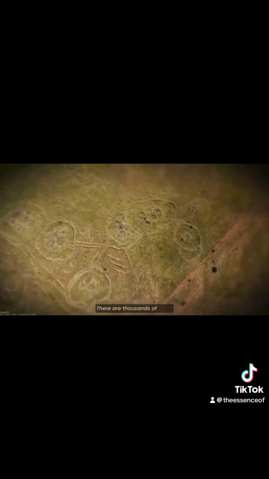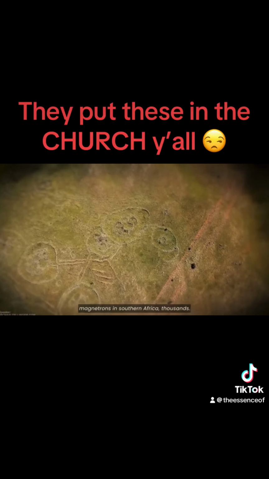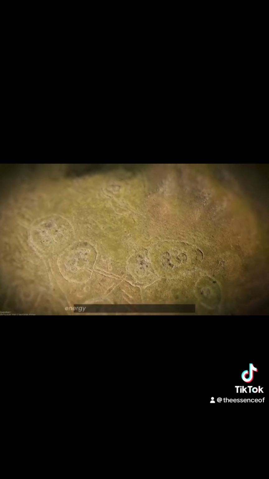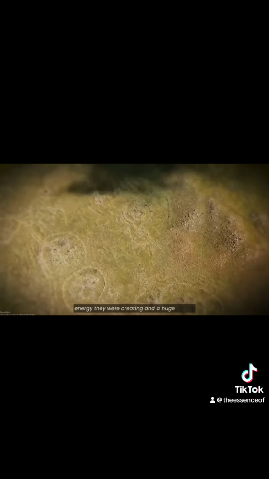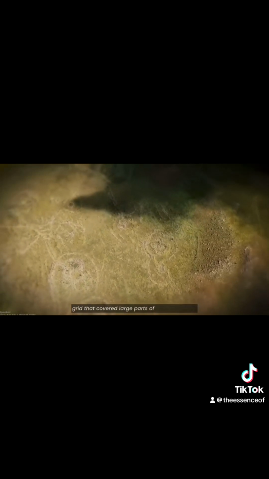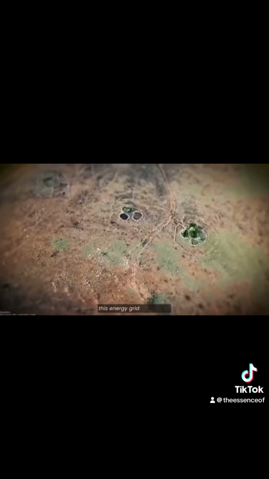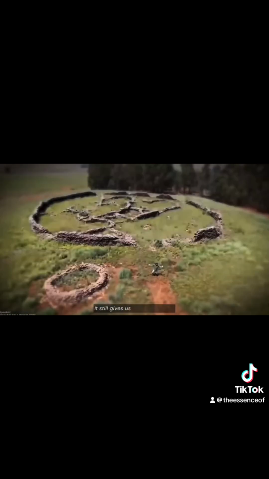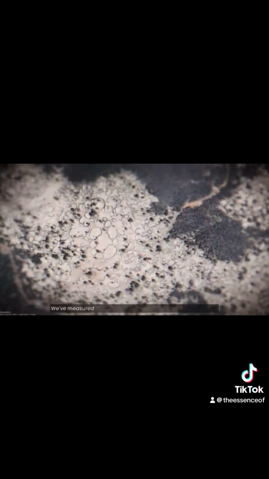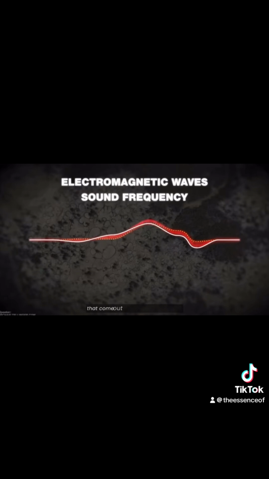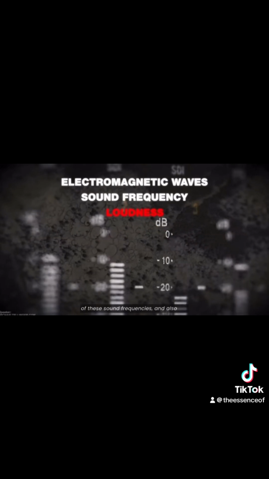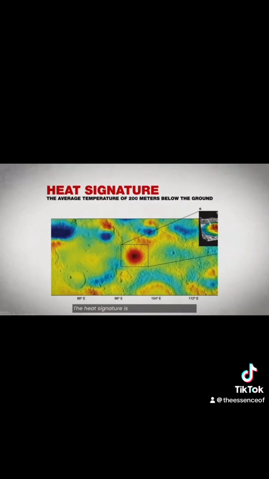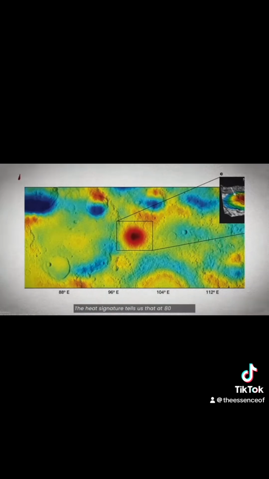There are thousands of these magnetrons in southern Africa. Thousands. So now you can start imagining how much energy they were creating, and a huge energy grid that covered large parts of southern Africa. And the interesting thing is that this energy grid is still alive. It still gives us insane amounts of energy because we've measured it. We've measured electromagnetic waves, the sound frequencies that come out of them, the loudness of these sound frequencies, and also this thing called heat signature. The heat signature is the average temperature of 200 meters below the ground. The heat signature tells us that at 80 degrees, if you measured the heat signature 80 degrees, it'll tell you that you're standing on top of a volcano. So just keep that in mind.